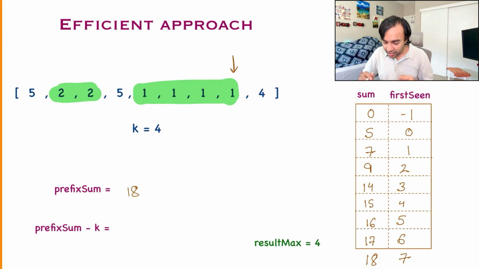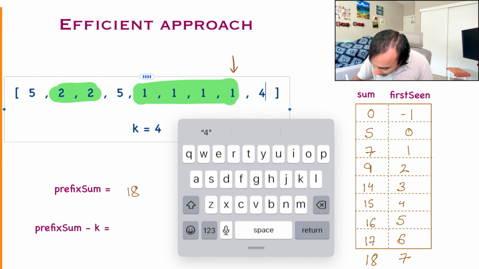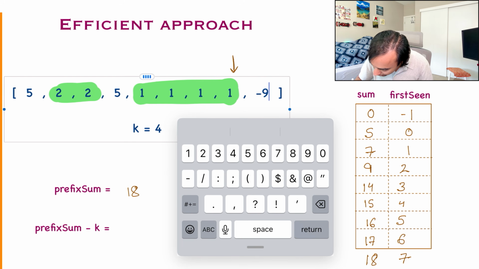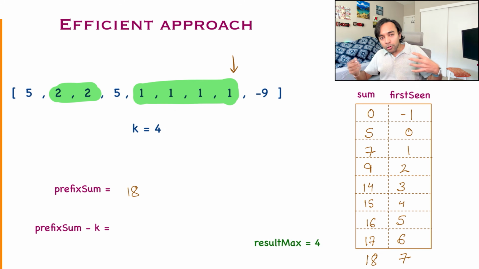If yes, that means you found out a valid subarray. And this solution works for negative integers as well. Let me modify the input test case a little bit. Instead of 4, let us say the last number was minus 9. So now let's try to start back from the very last position.